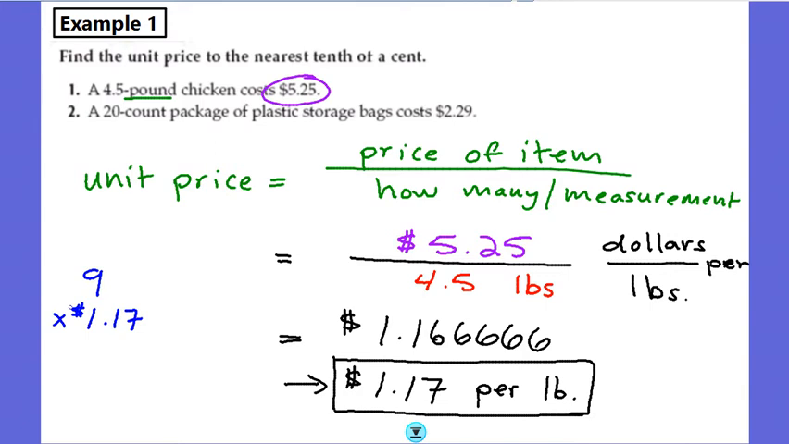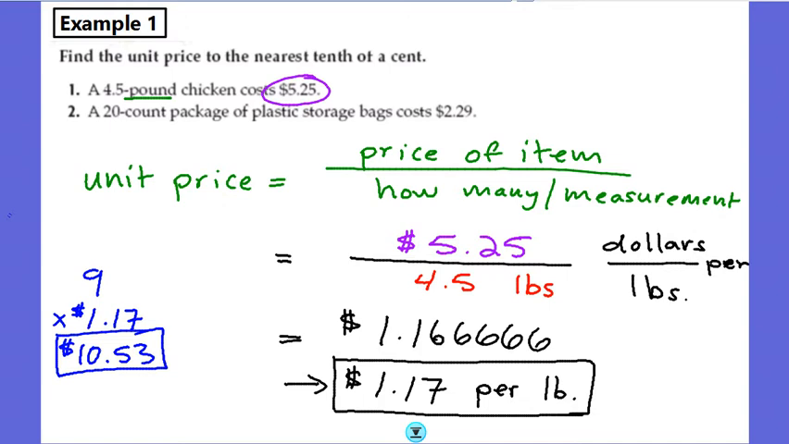And if I needed 9 pounds worth of chicken, I could just take 9 times 1.17, and I would get roughly $10.53. Obviously, I've rounded my answer from the previous question.